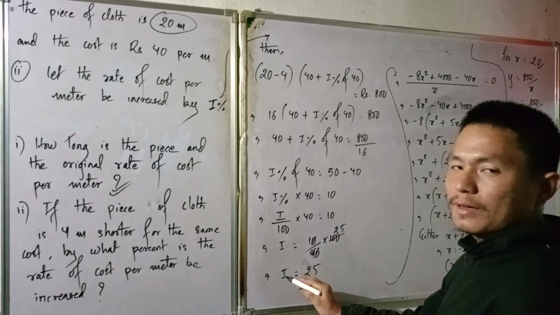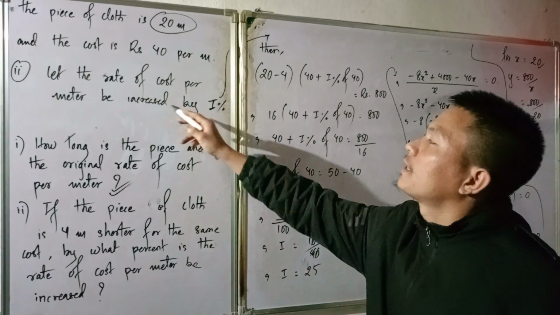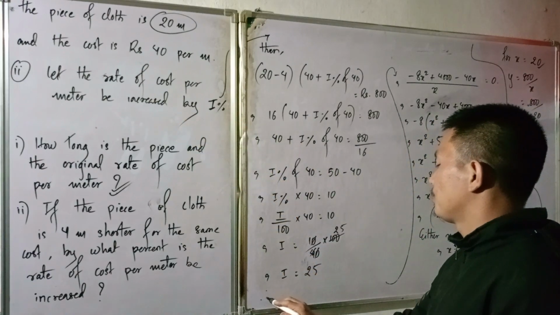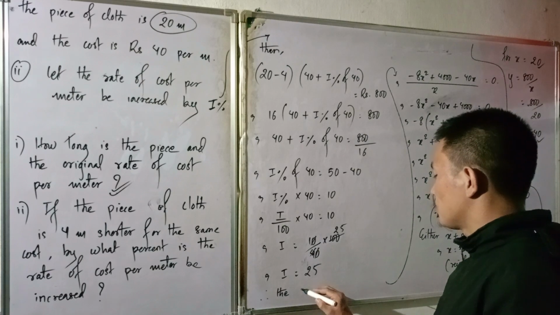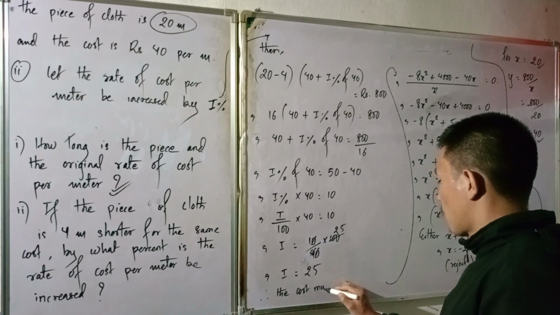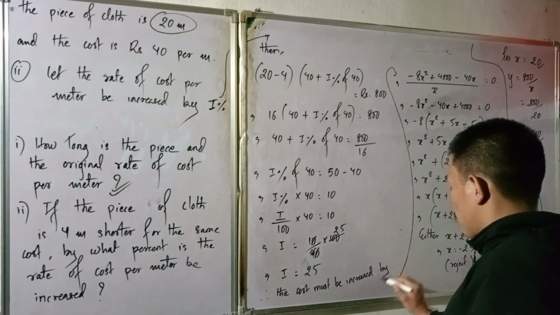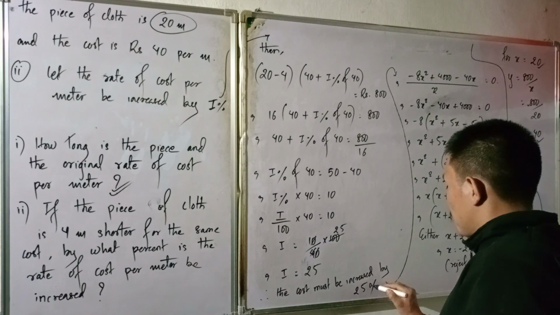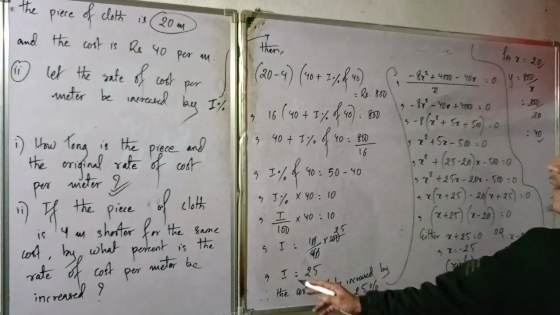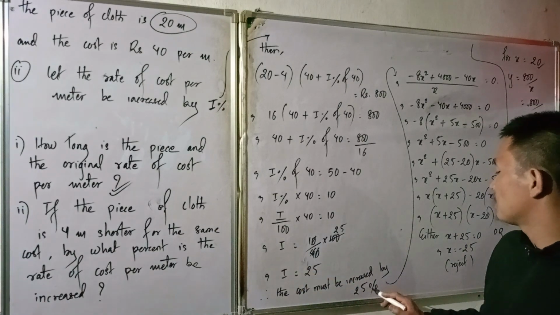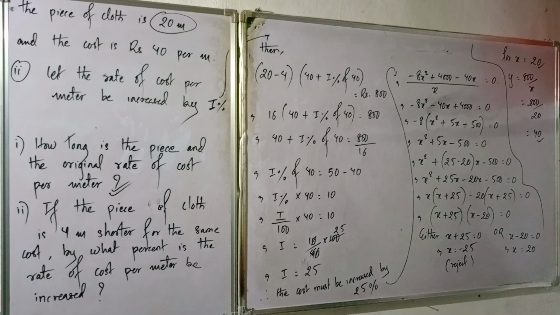So I represents the increase by I%, which means, therefore, the cost must be increased by 25%. Okay, after getting the value of I, you just represent it by writing the percent sign. So this is the answer for 15B also. Very easy. Okay, now let's move on to number 16.